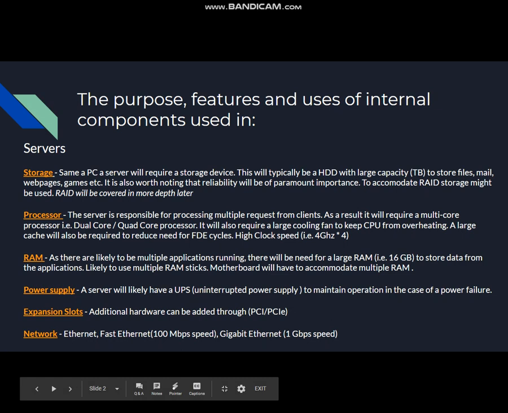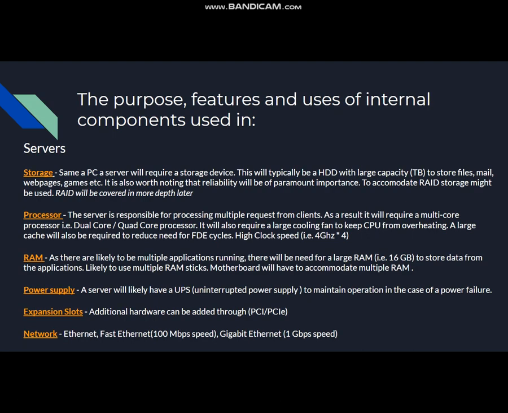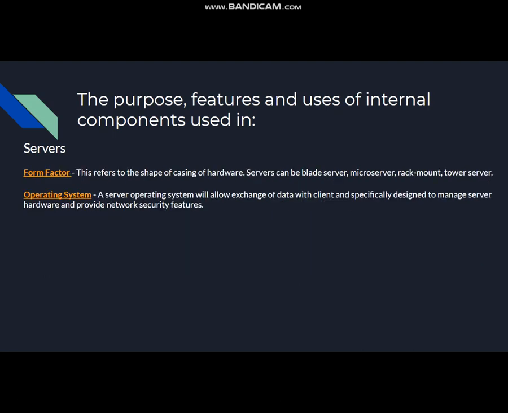And then in terms of the network connection, we have an Ethernet connection on the server, and it will be fast Ethernet, which is 100 megabits per second transfer, or gigabit Ethernet, which is 1 gigabit per second, which is basically 1,000 megabits per second. Okay, so that will be that.